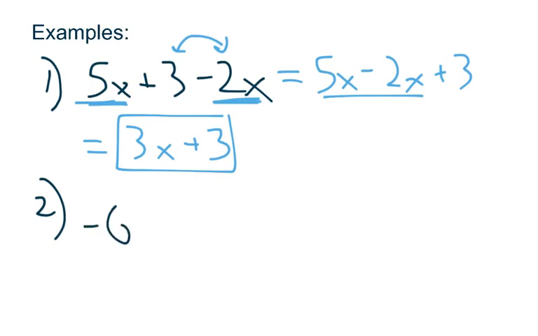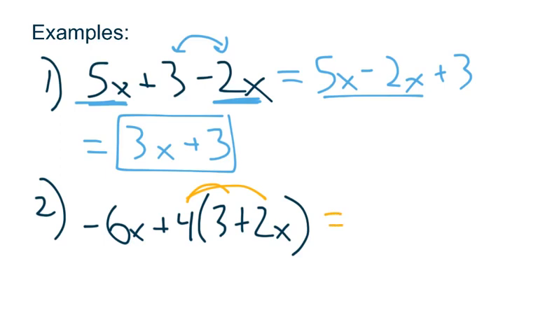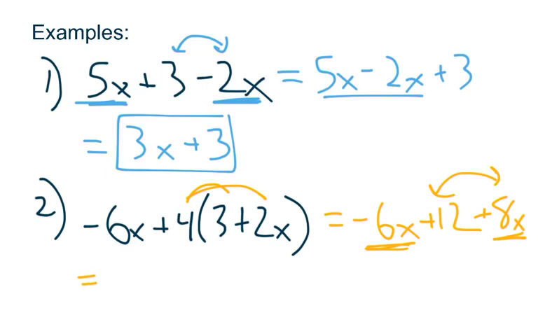Second problem, negative 6x plus 4 times 3 plus 2x. With this one, we need to use the distributive property first. So we'll get negative 6x plus 12 plus 8x. Now, if we want to, we could use the commutative property, or we could just realize we have negative 6 of something, and we're going to add 8 of that same something. That leaves us with 2 of those somethings plus 12. We'll box it, walk away.